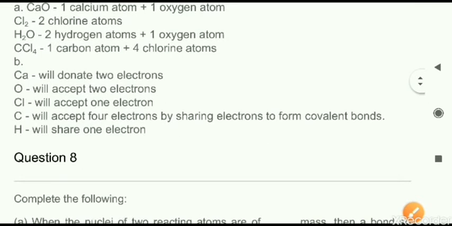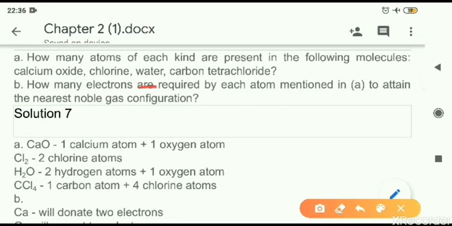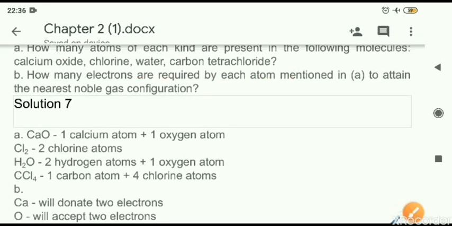B part now. They have asked here in the same question itself, let me bring the question here: how many electrons are required by each atom to attain noble gas configuration, nearest noble gas configuration.